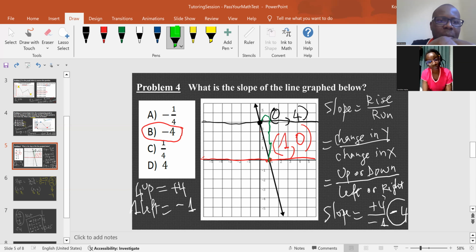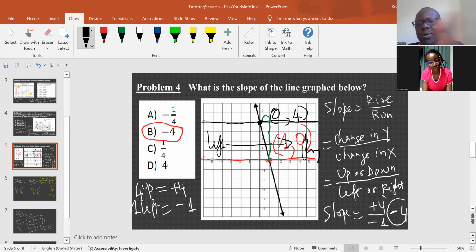So you read your graph from left to right. From left to right, is the line going down? Why? Because on the left side the graph is up, and on the right side the graph is down. So that means it's going down. So every time you see a line and you want to know if it's going down or going up, read it from left to right. If on the left side you see the graph up, and on the right side you see the graph down, that means it's going down.